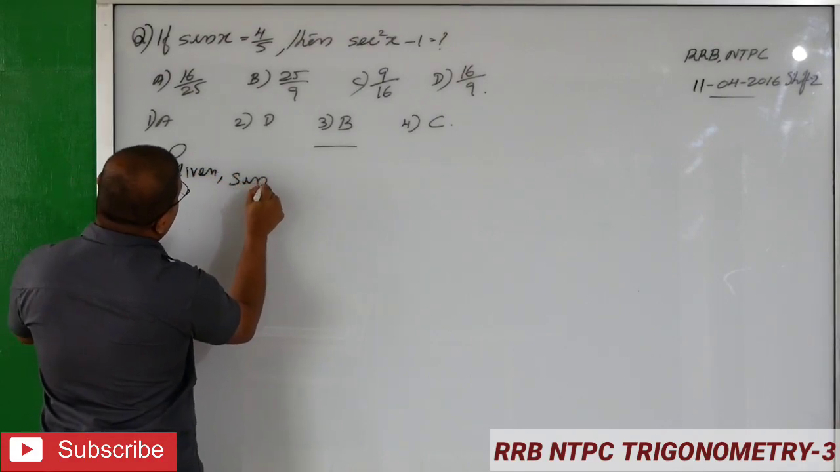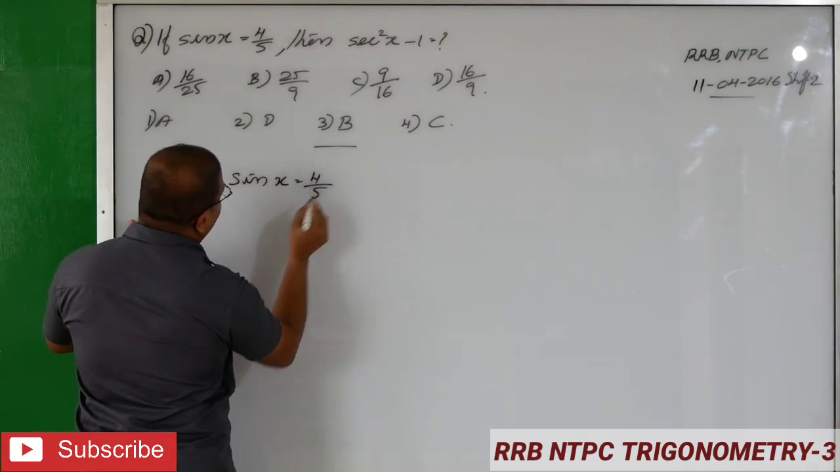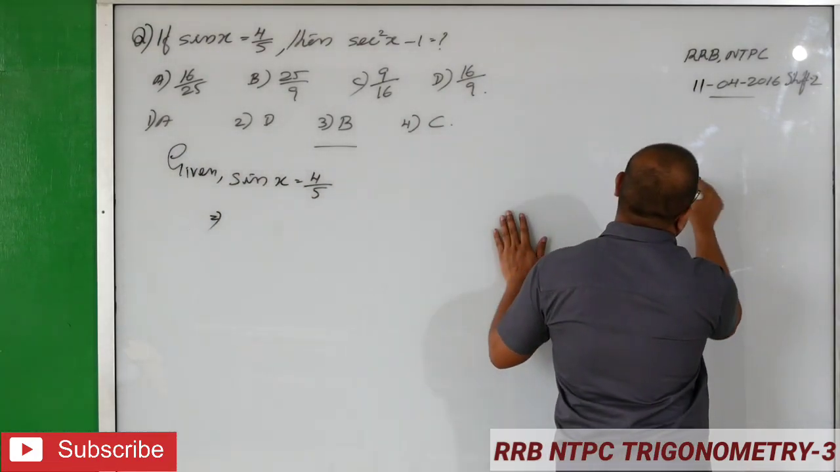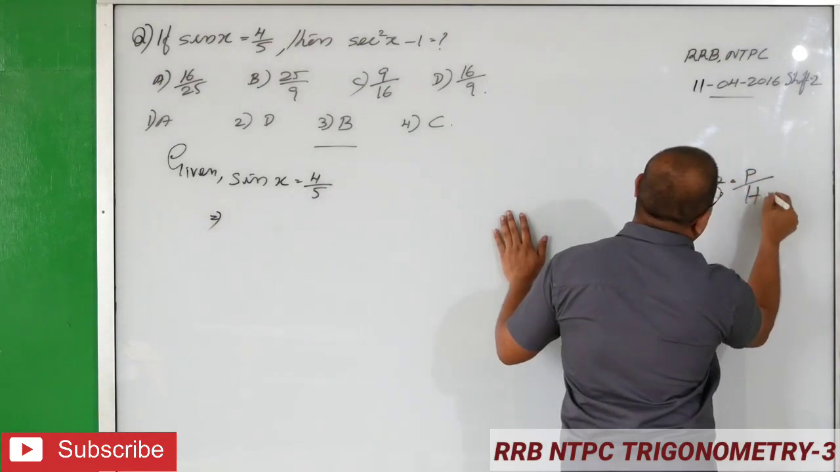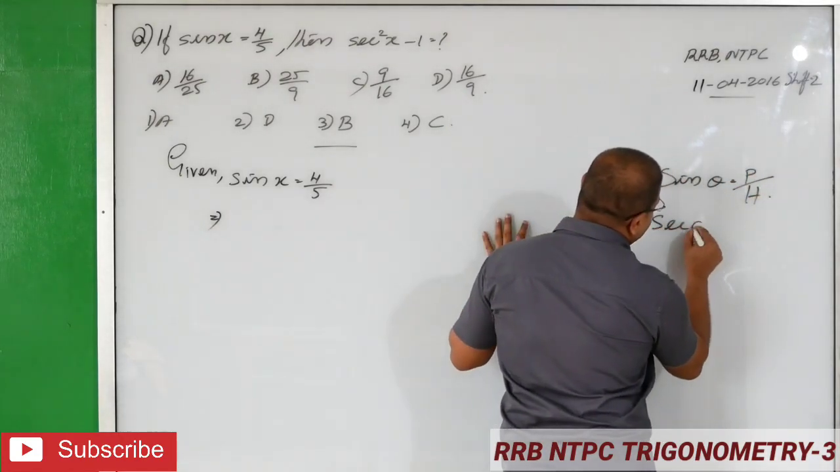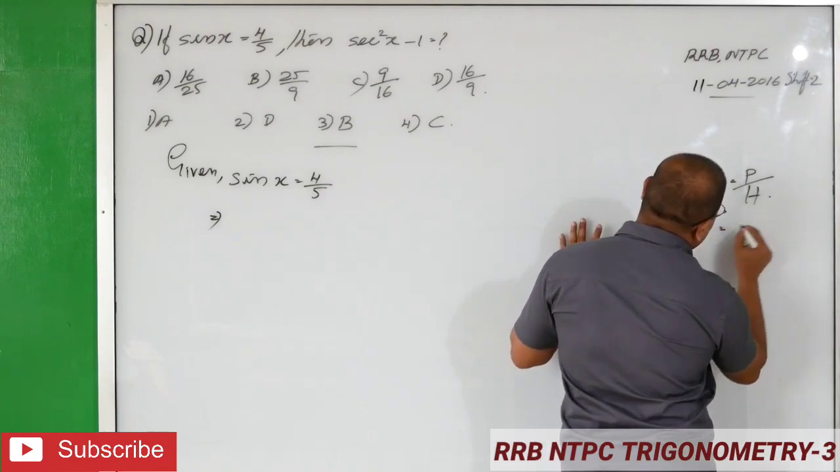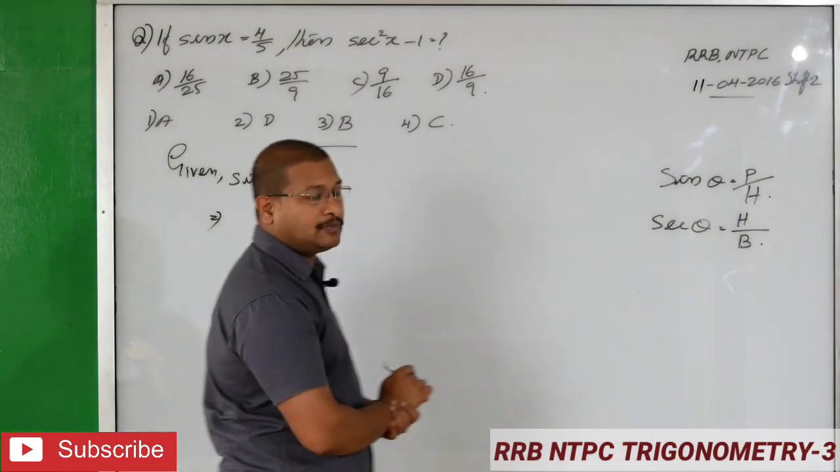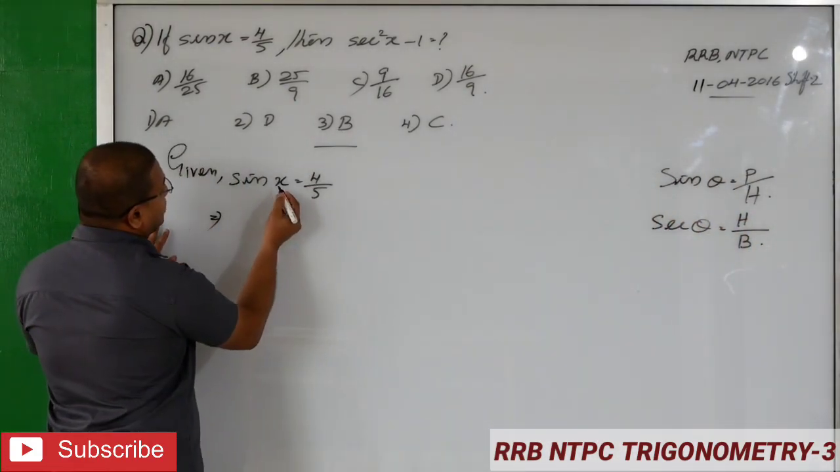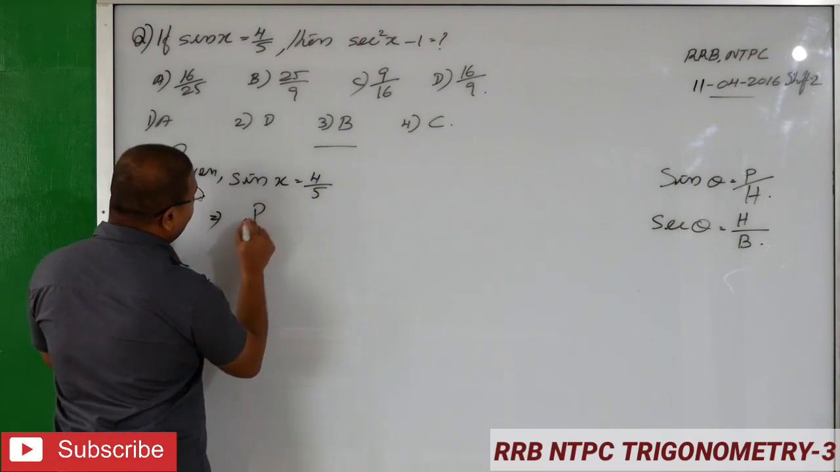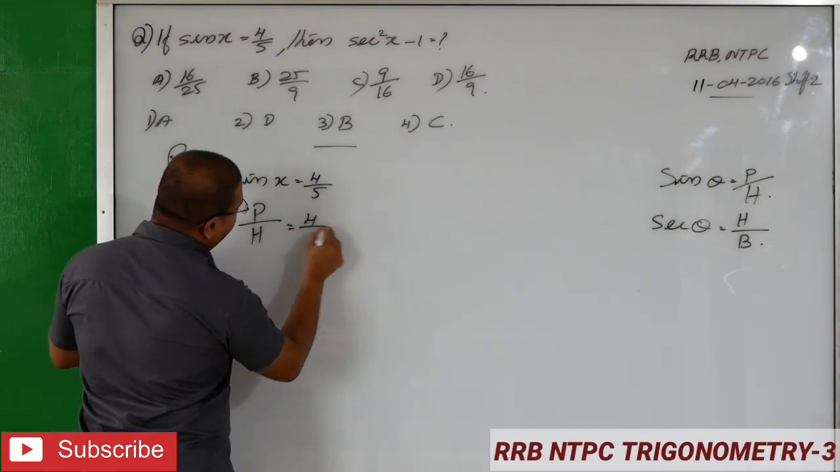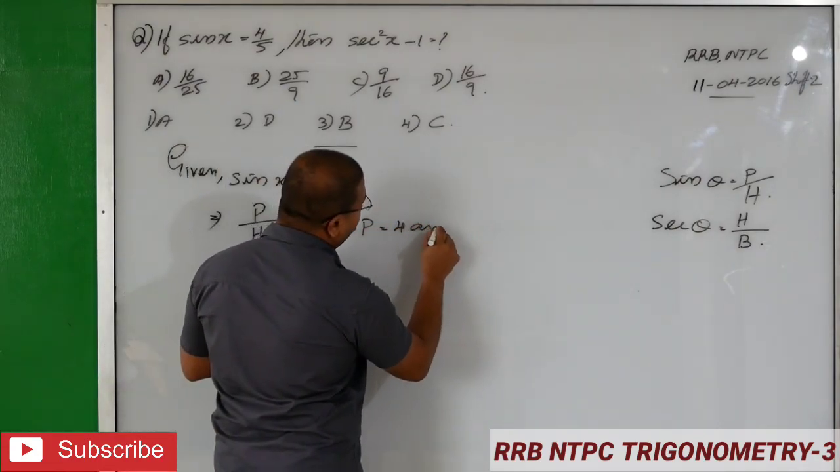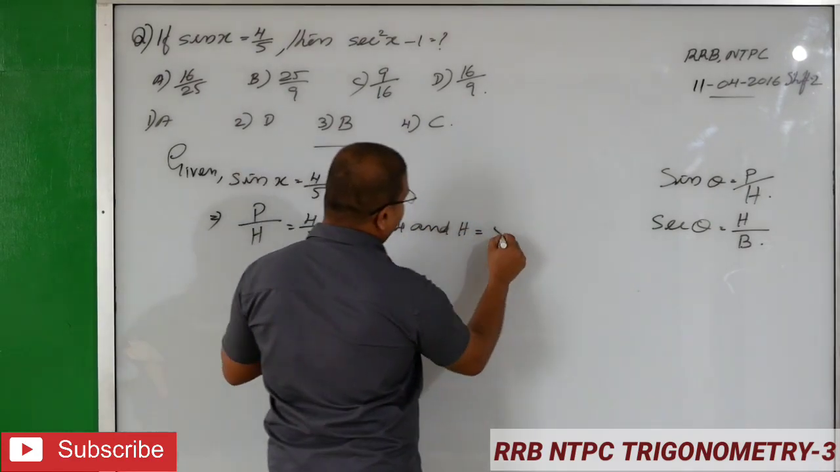See what is given here. Given sin x equals 4 by 5. This implies, what is sin theta? Sin theta equals perpendicular by hypotenuse. After that, sec theta equals hypotenuse by base. So now, in place of sin x, we write perpendicular by hypotenuse equals 4 by 5. This implies perpendicular is 4 and hypotenuse is 5.